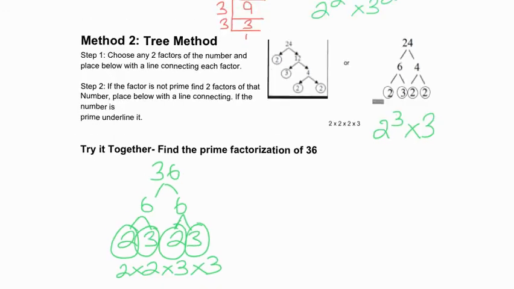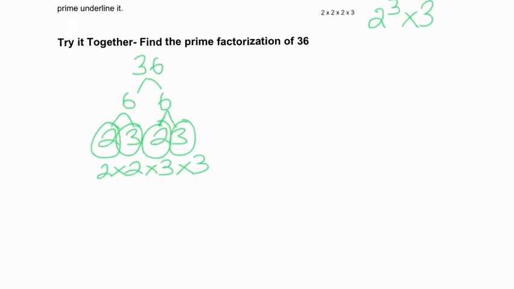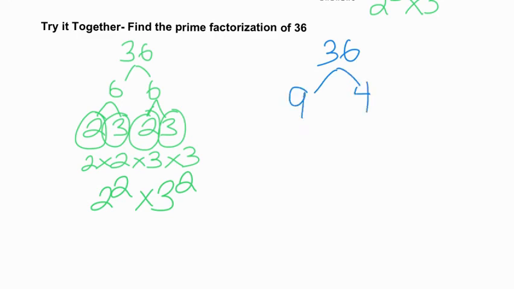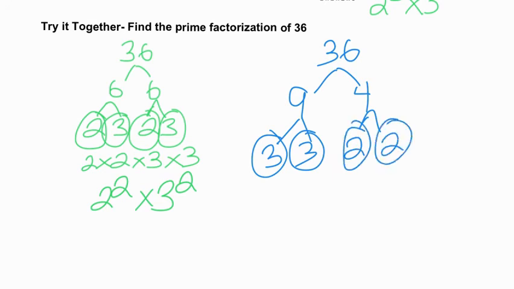And again, I can write this as 2 to the second power times 3 to the second power, or 2 squared times 3 squared. Now, I could have chosen something different. 36, maybe my brain says 9 and 4. Okay, neither one is prime. So therefore, 9 becomes 3 times 3. Those are prime, so I'm going to circle them. And 4 becomes 2 times 2. Those are prime. And again, I still get 2 times 2 times 3 times 3, or 2 squared times 3 squared.